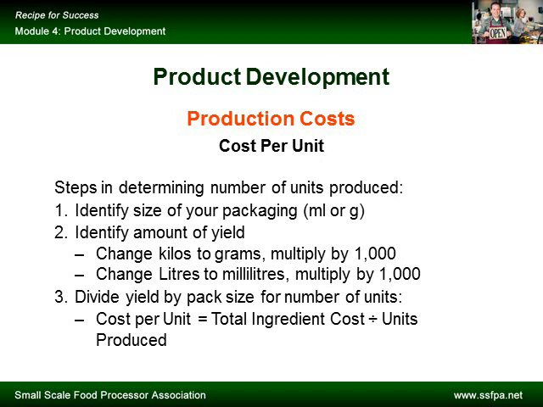Lastly, divide the yield by the size of packaging to get the number of units. Then insert the amounts into your formula. Cost per unit equals total ingredient cost divided by units produced.